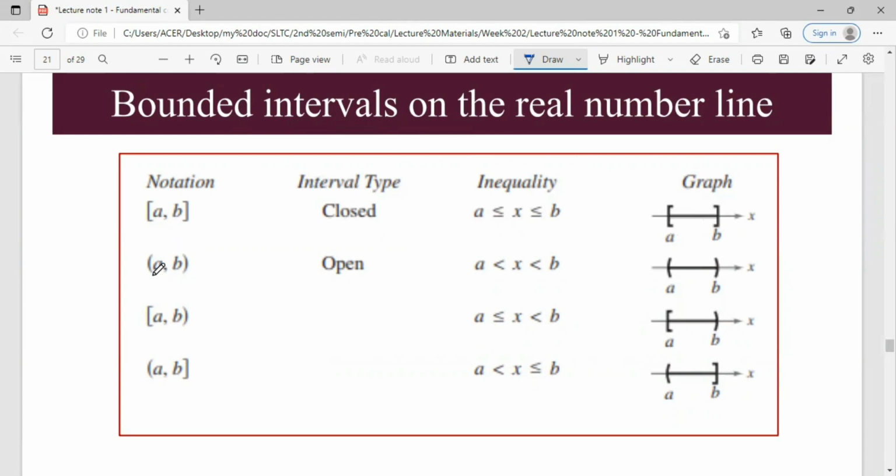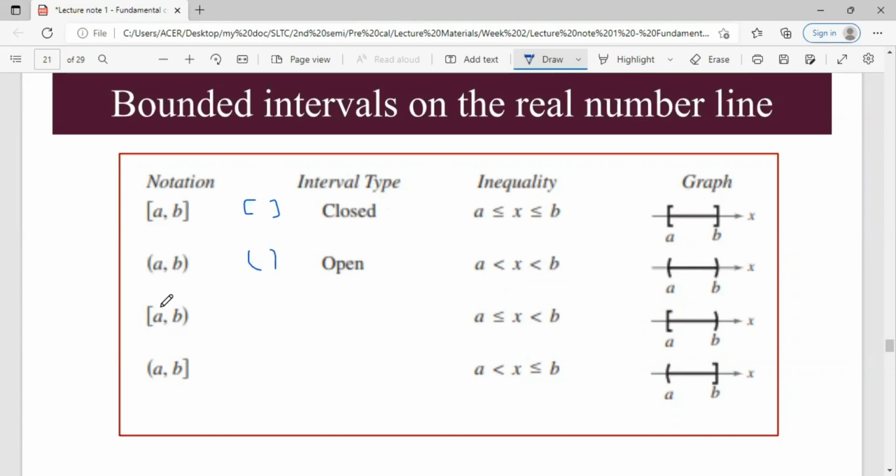And similarly, if we use this notation, this bracket means open bracket. If the square bracket is the close bracket, then we call this bracket the open bracket, right? So that means this interval is an open interval. In notation, we can write both are not included, right? The a and b values are not included in this interval. Therefore, a less than x less than b. So we can mention it graphically this way.